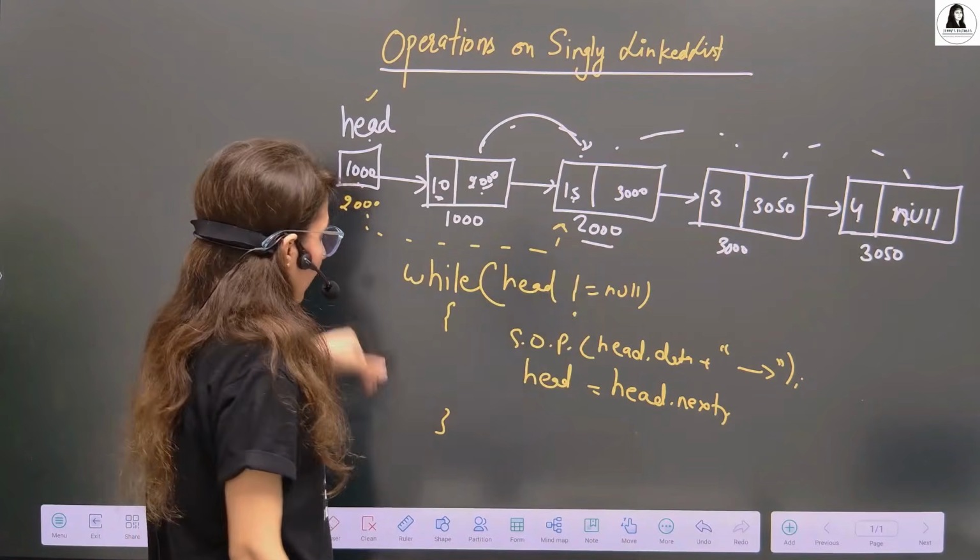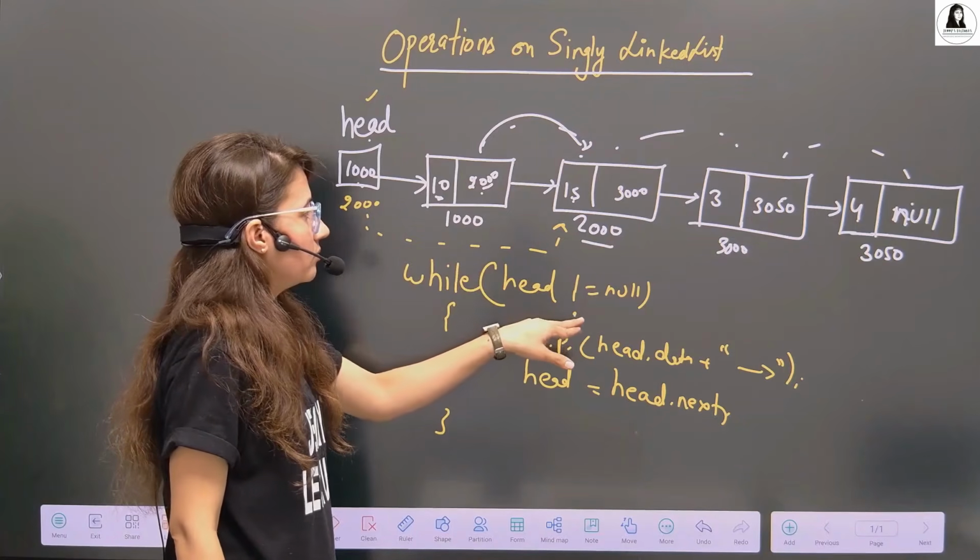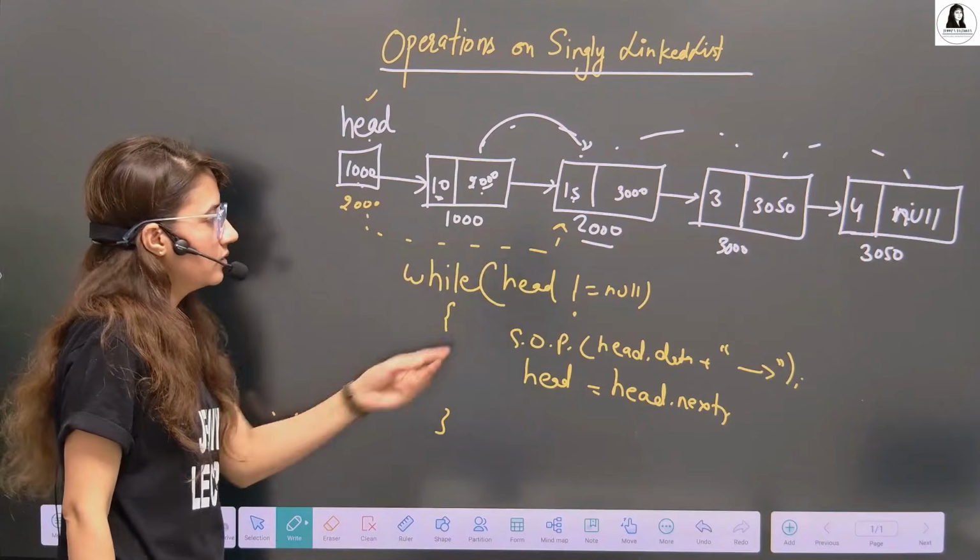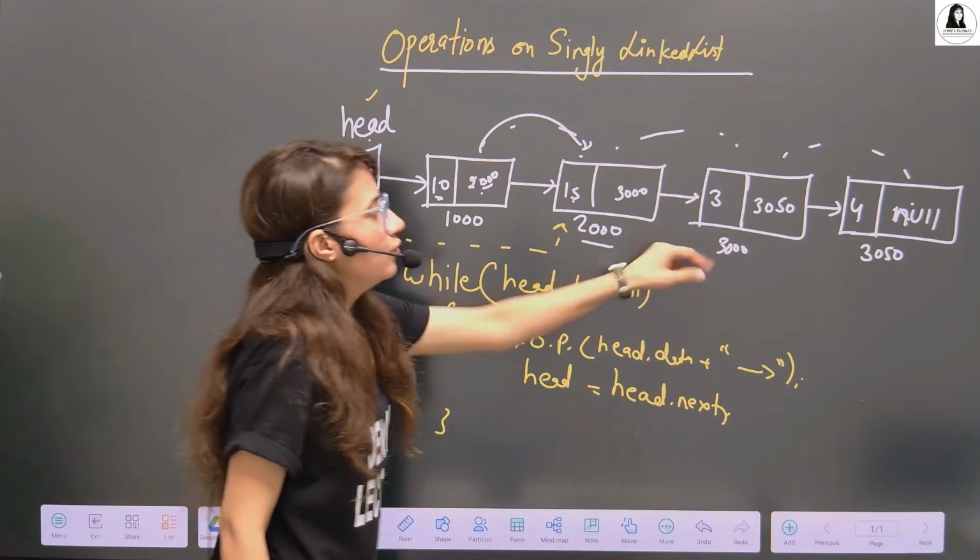Same check now. While head is not null. Yes, head is not null. In head I am having this. Again print the data. Move this.